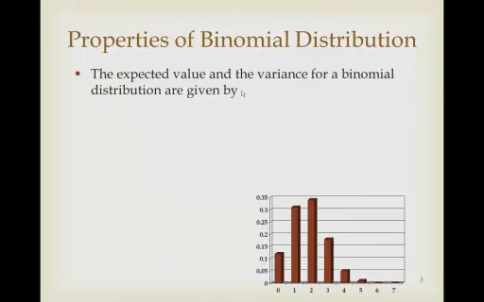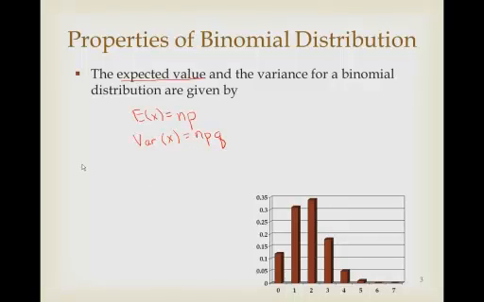Let's see, the expected value, that simply means the mean. We can calculate that quite easily as however many n's we've got times the probability of a success. So it's just n times p. The variance is going to be just n times p times q. And your book actually works through the derivation of these quite nicely.